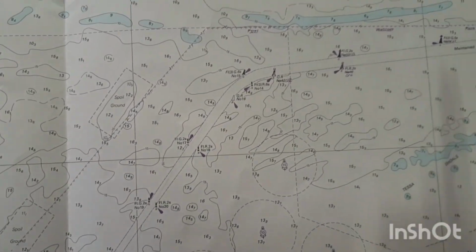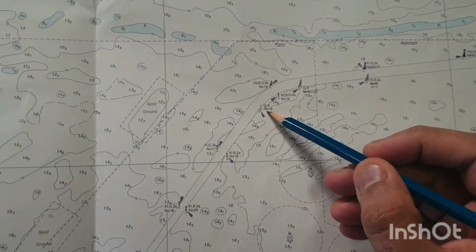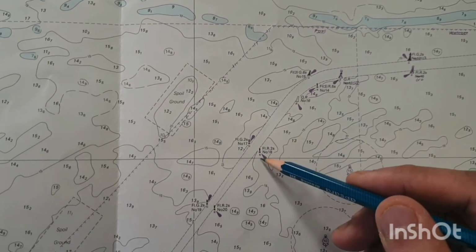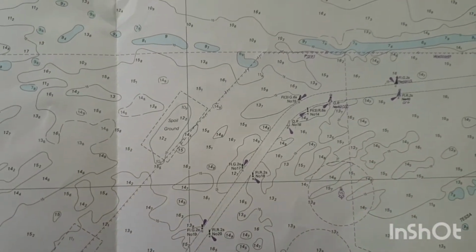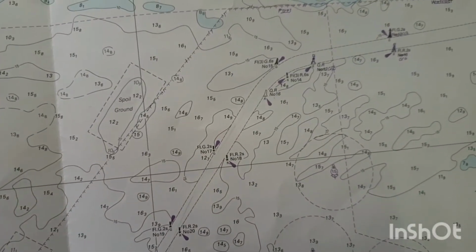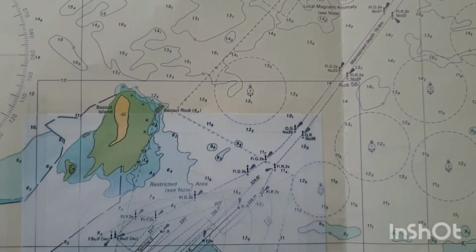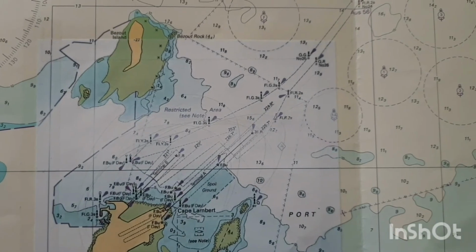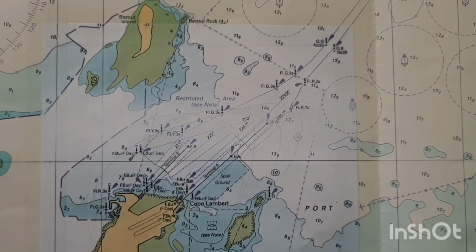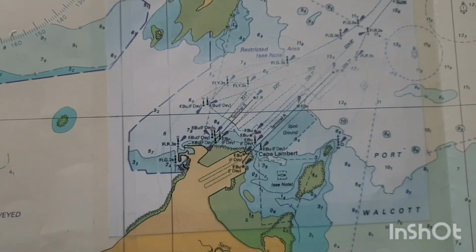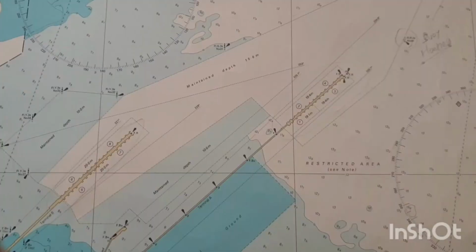You can see a buoy here. The difference between a buoy and the beacon is the buoys are floatable and the beacons like this are stationary or pillar type structures. As we proceed towards the land, the depths are also reducing. You can see here depths of less than 10 meters, whereas out at sea it was more than 20 meters. The depth gradually reduces towards the shore.